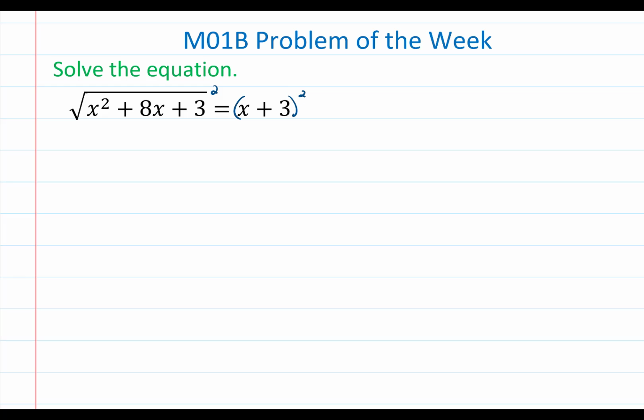Now notice how I put parentheses on the right side. It is extremely important that you also do the same because you're squaring the entire quantity of x plus 3. Now what happens on the left side is that the square root and the square cancel each other out, which leaves you with just x squared plus 8x plus 3 is equal to.